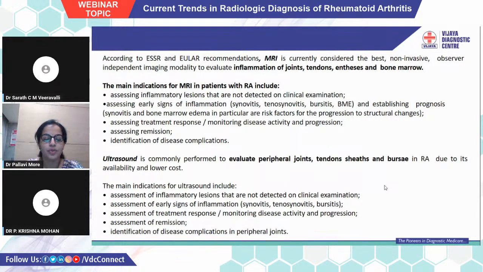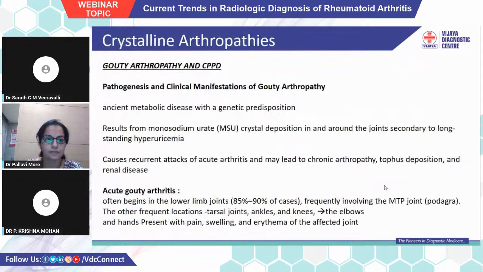Ultrasound is commonly performed to evaluate peripheral joints, tendon sheaths, and the bursa in rheumatoid arthritis patients due to its availability and low cost. The main indications for ultrasound include assessment of inflammatory lesions that are not detected on clinical examination, assessment of early signs of inflammation including synovitis, tenosynovitis, bursitis, assessment of treatment response or monitoring disease activity and progression, assessment of remission, and identification of disease complications in peripheral joints.